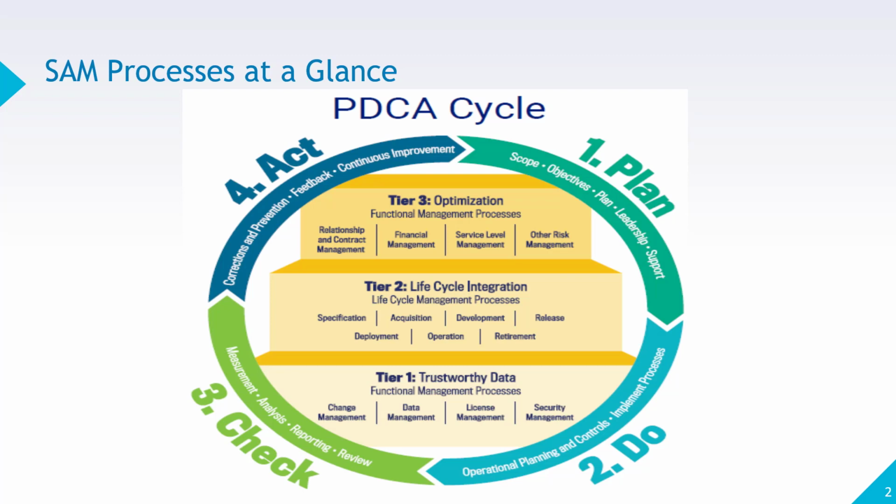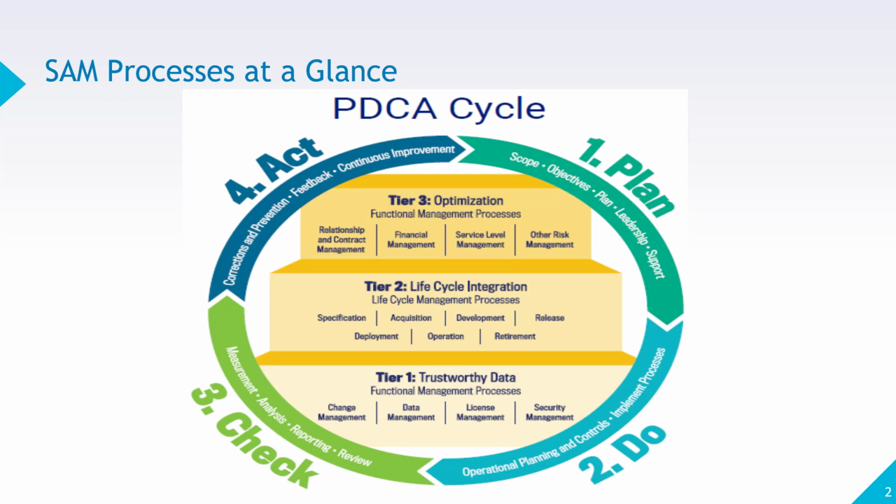Second process is data management. It ensures that all required data about core IT assets in scope is accurately recorded throughout the life cycle, and that there is documented information for all IT assets. It includes data recording, data verification, and data reporting.